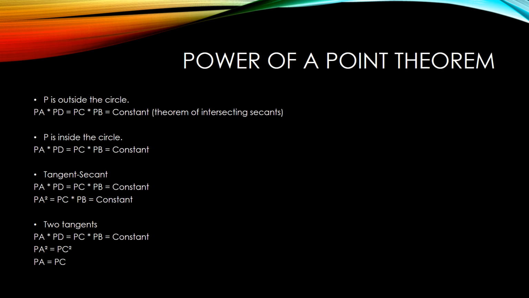Two tangents. Should both of the lines be tangents to the circle, point A coincides with point D, and point C coincides with point B, and the theorem still applies. So PA into PD is equal to PC into PB, which is constant. PA square is equal to PC square. PA is equal to PC.